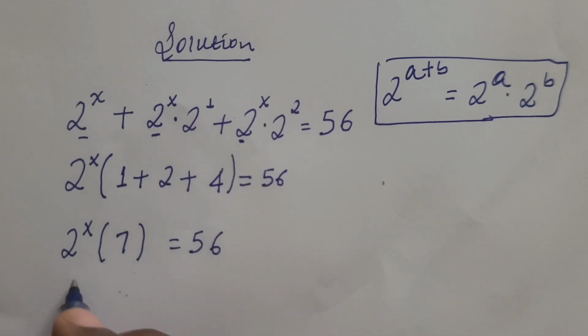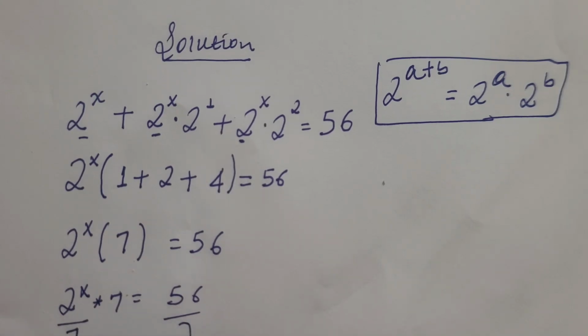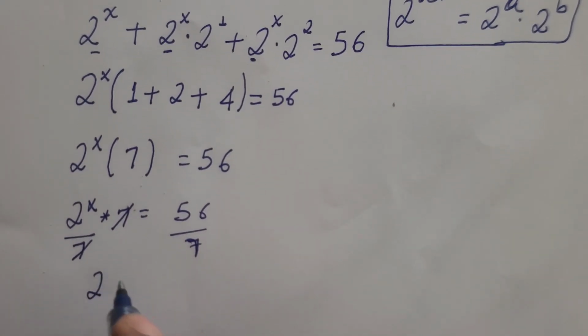Therefore, 2^x times 7 equals 56. Divide by 7 on both sides. Therefore, 7 is cancelled by 7, and here is 2^x, which equals 56 divided by 7, that is 8.